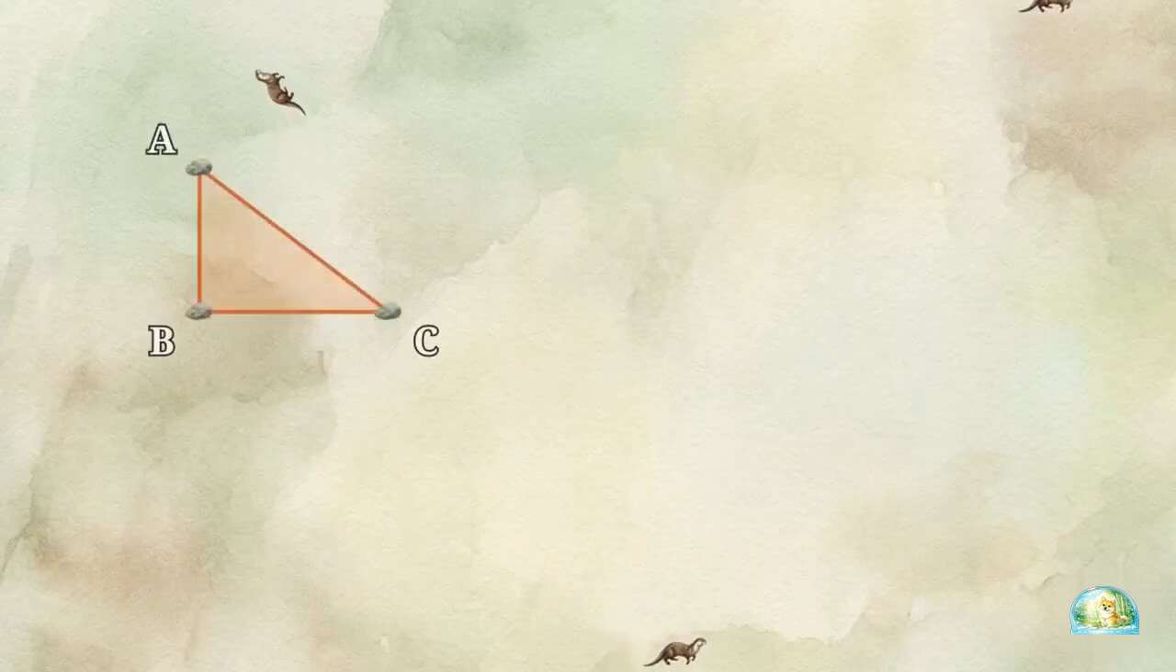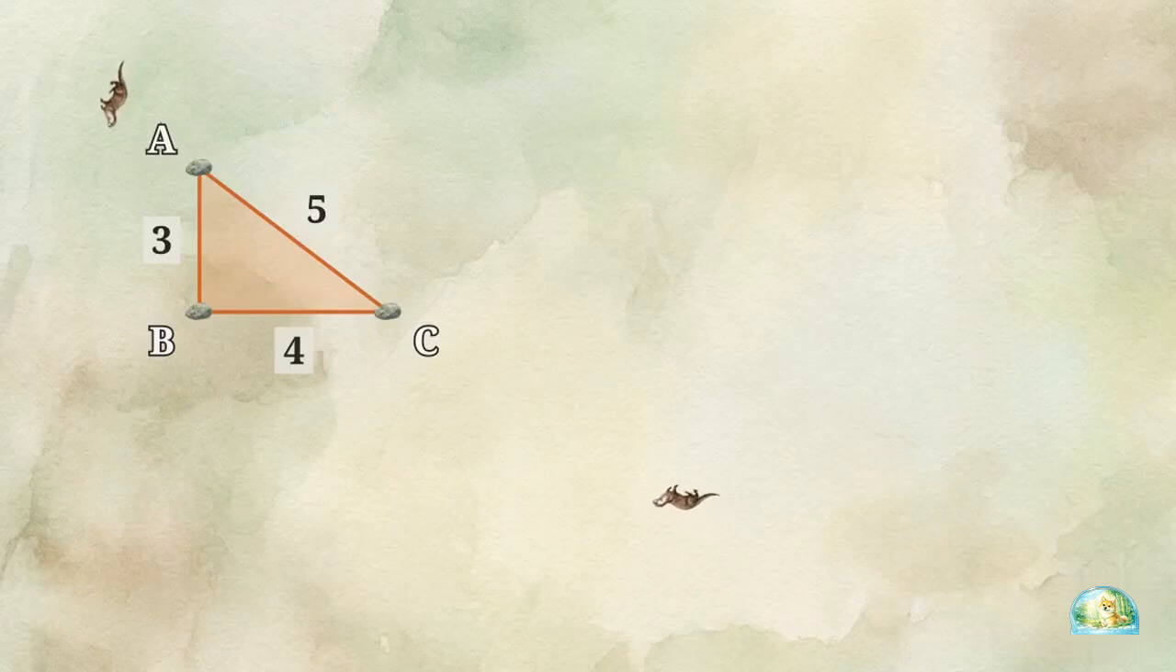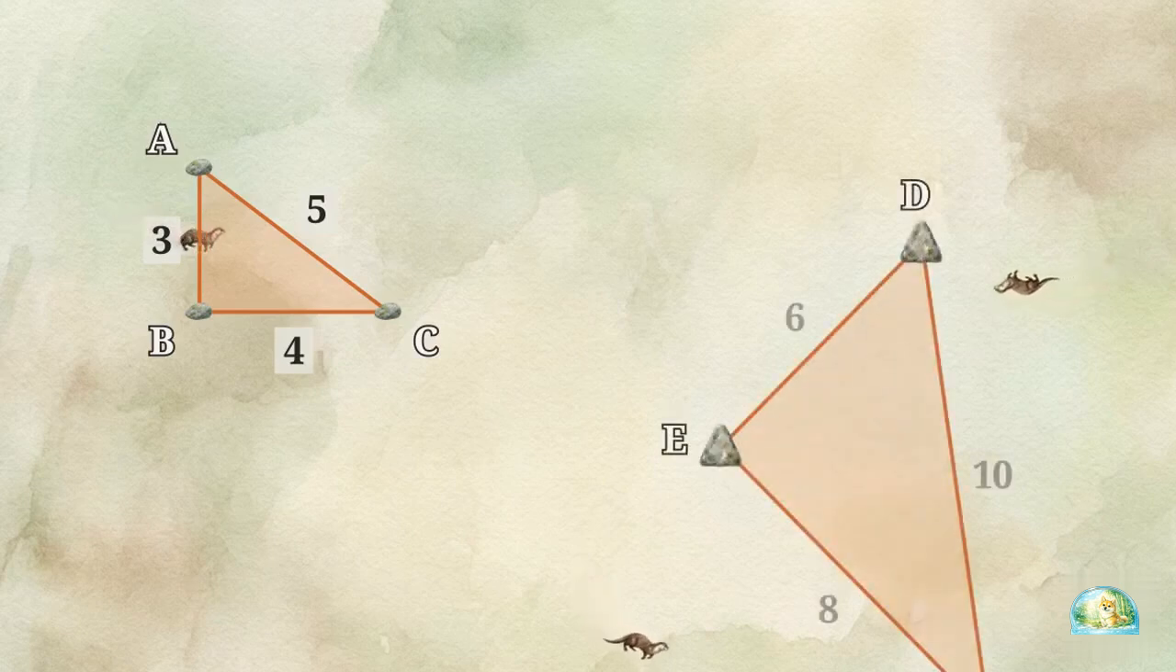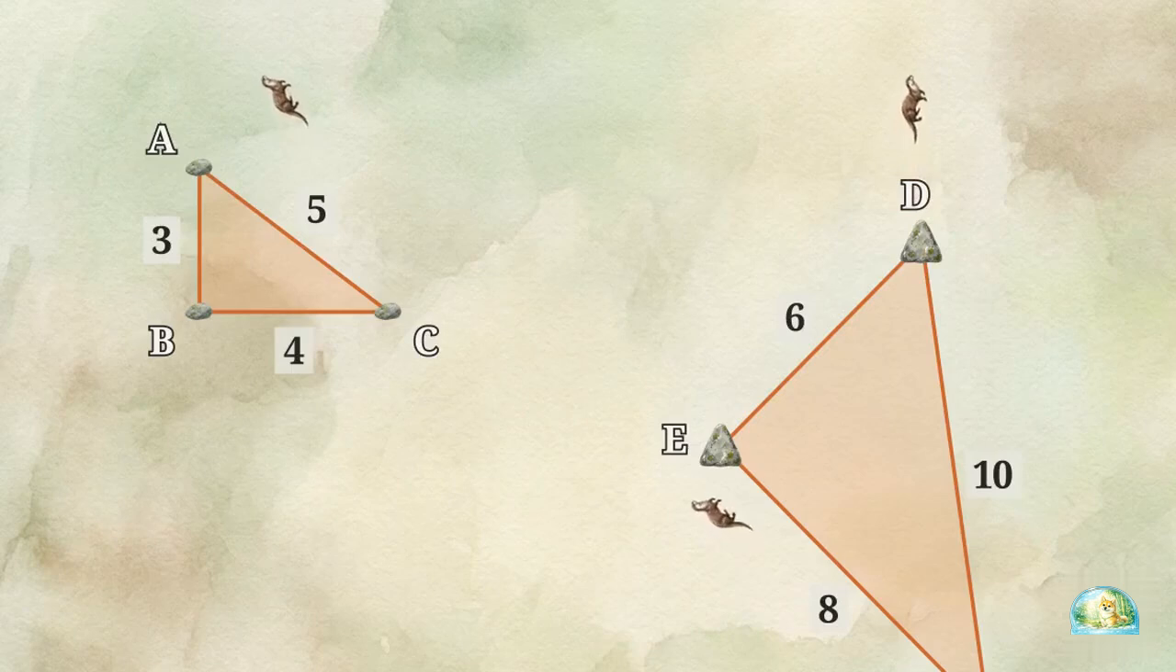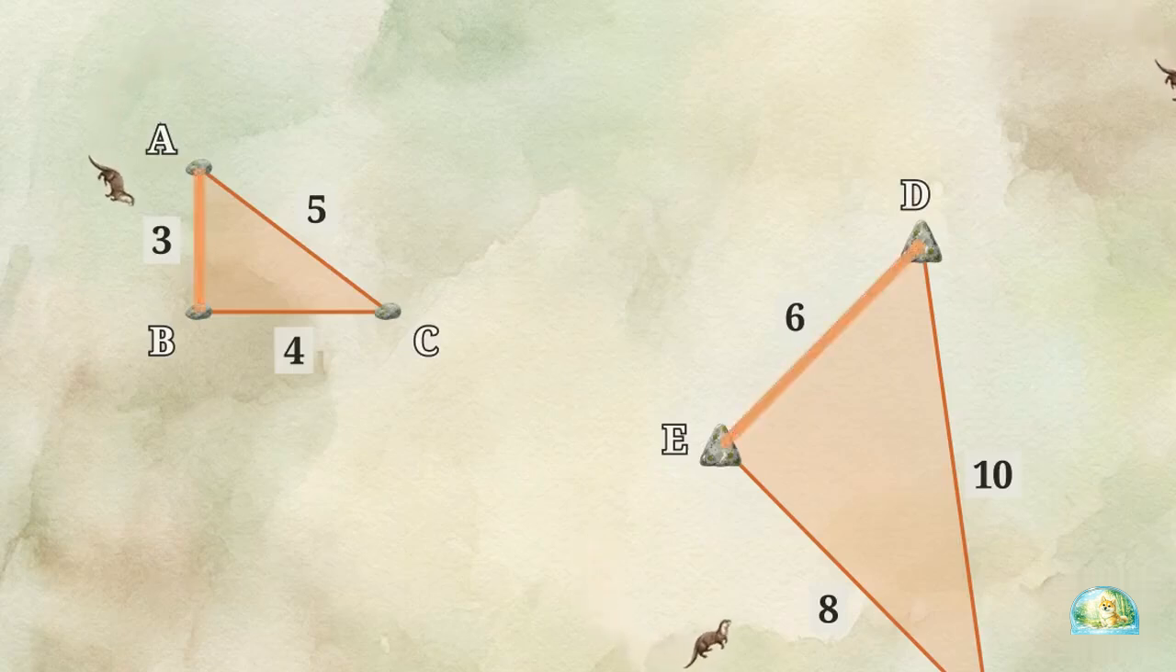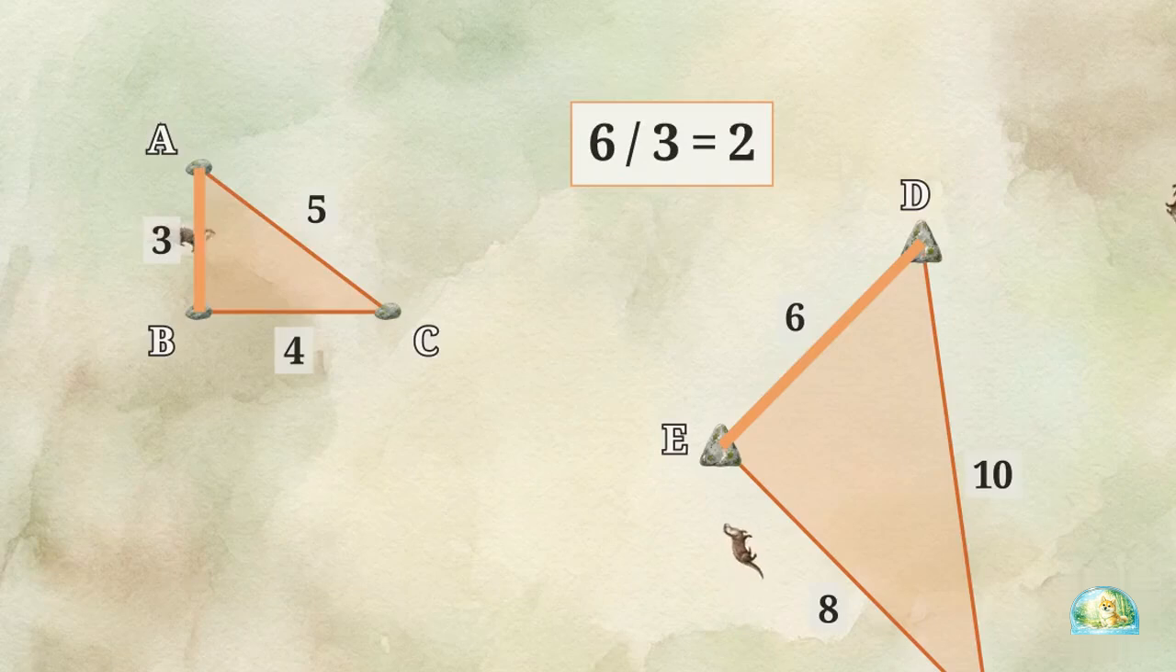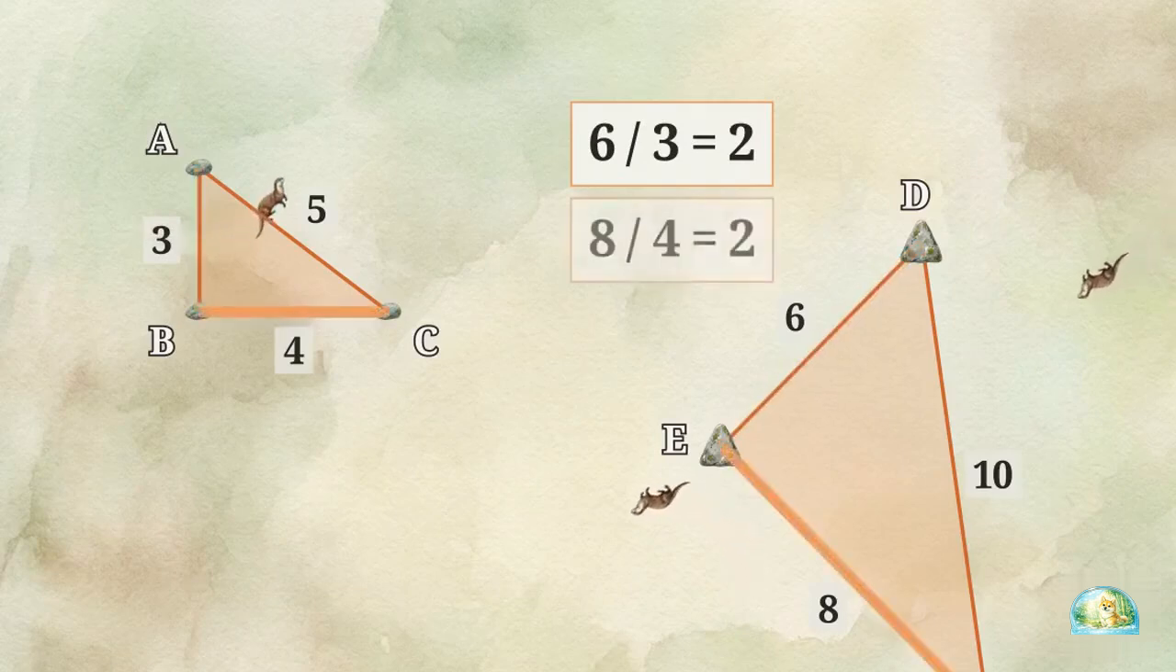Looking at this stepping stone path, we have an initial shape, triangle ABC, with exact side lengths of 3, 4, and 5. Further down the path is triangle DEF, with side lengths 6, 8, and 10. Our challenge is to prove whether these two triangles are mathematically similar. We test the relationship by checking the ratios of the corresponding sides. The math here is exact.